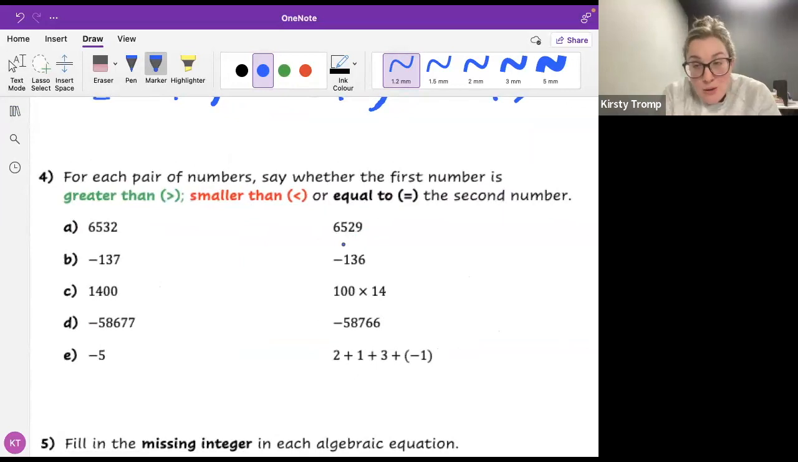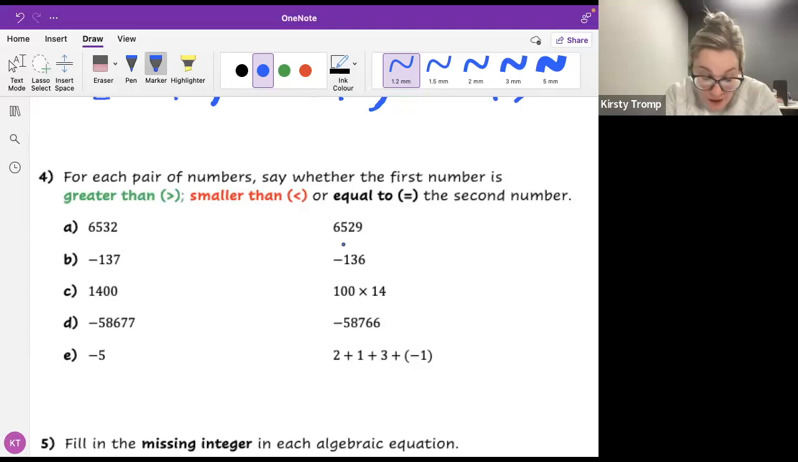What other method can you use? You can also use the crocodile mouth method. You say to yourself, the crocodile mouth is always open to the side that is the biggest number. If your teachers have taught you a different method in class, use that one. If it works for you and you're getting the right answers, I'm happy for you to use it. I like the dot method, I think it works nicely, but you are more than welcome to use whatever method is going to help you.